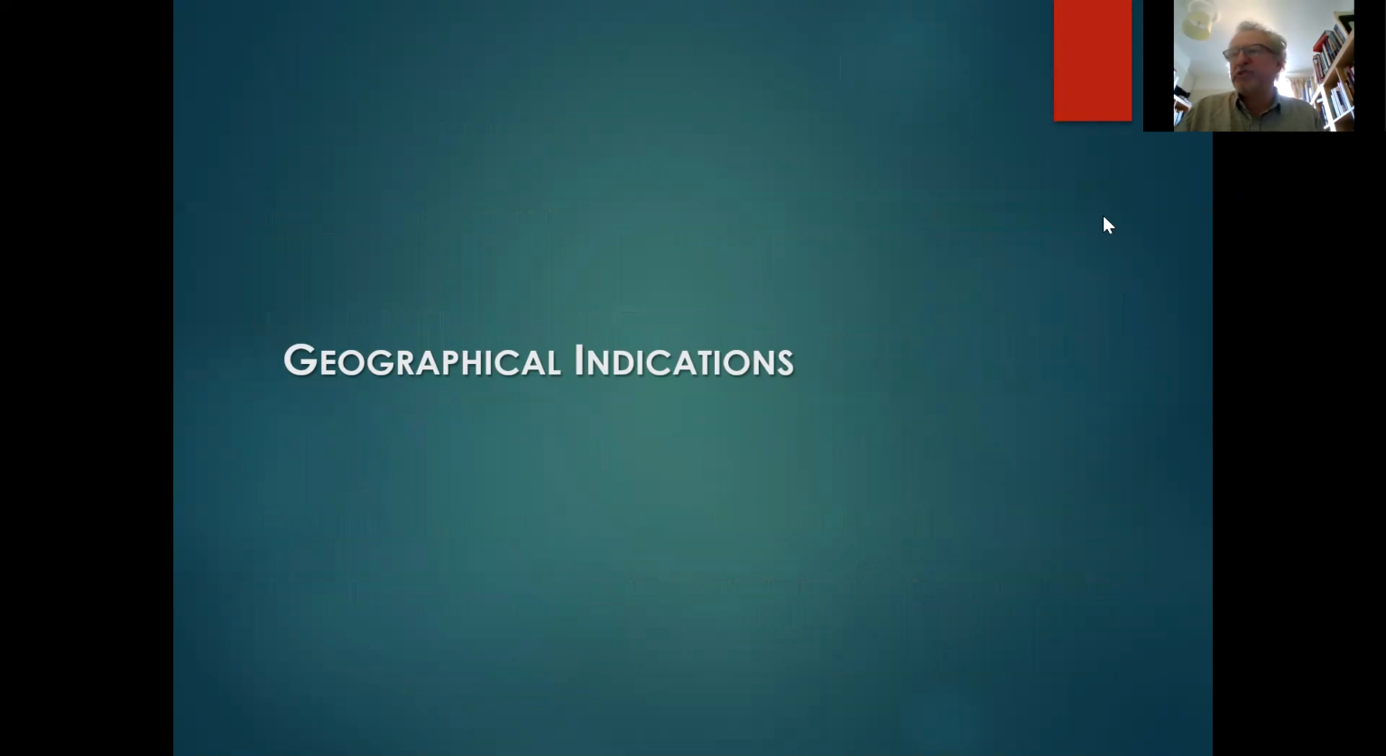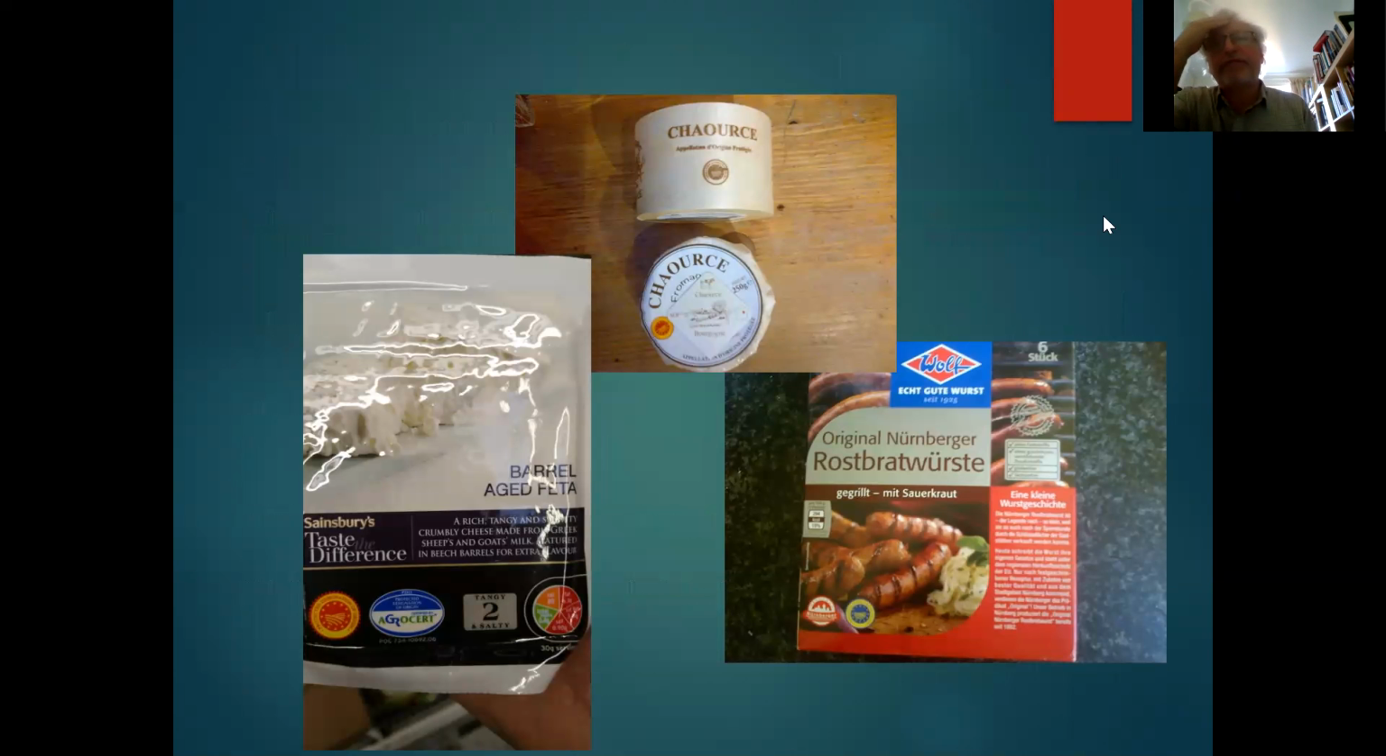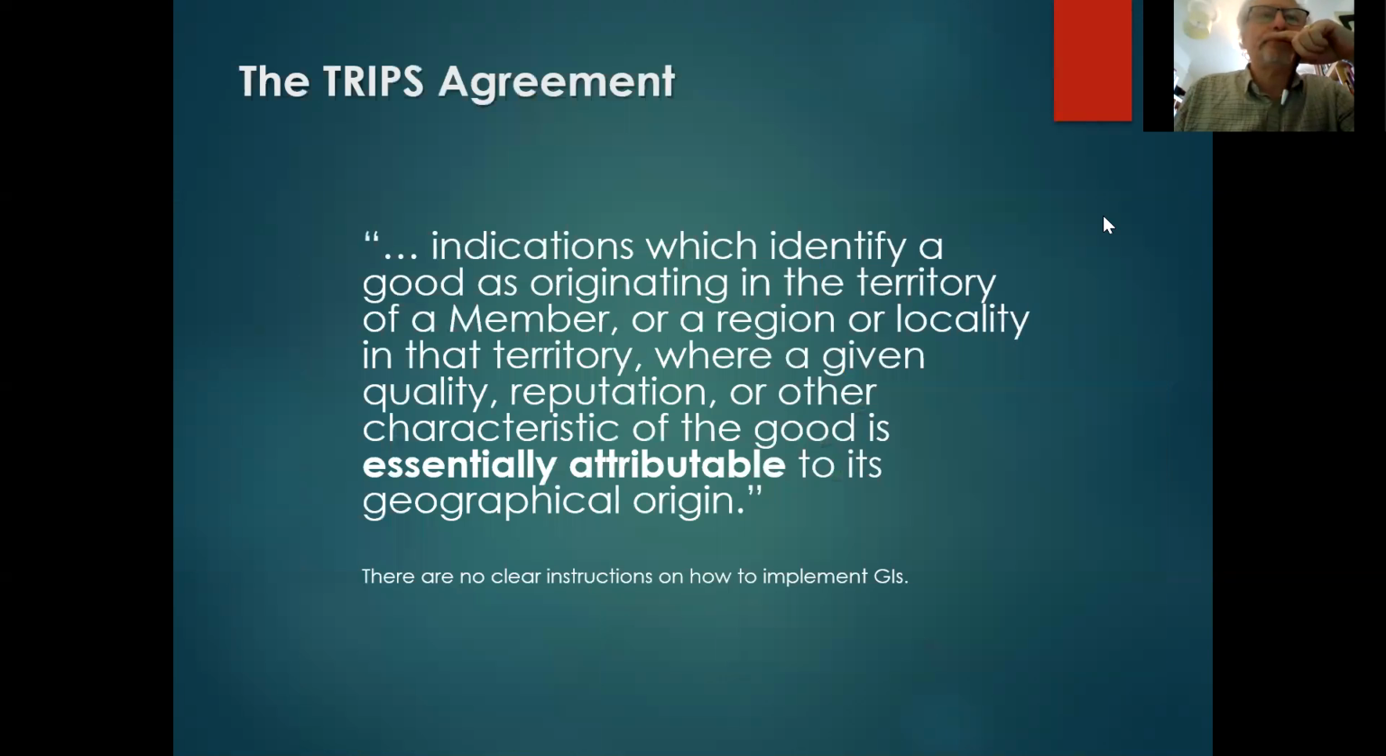I'd like to move on to geographical indications. Here are a few. These are European ones. Here are two cheeses: barrel-aged feta, which comes, of course, from Greece. Here you have the protected designation of origin, which is on the European system here. Another one here, and this is a protected geographical indication, which is also a European system. Quite interesting. All right, I'll come back to that a bit later.